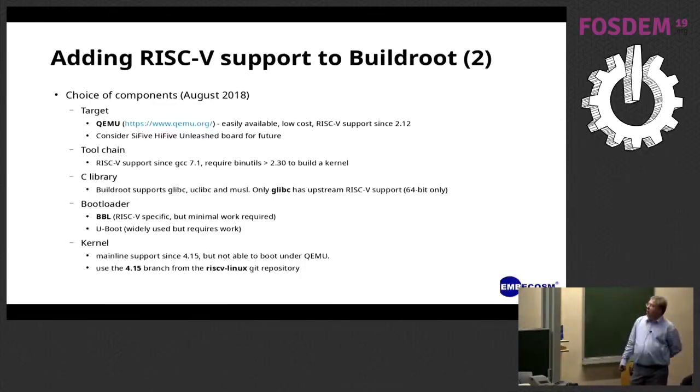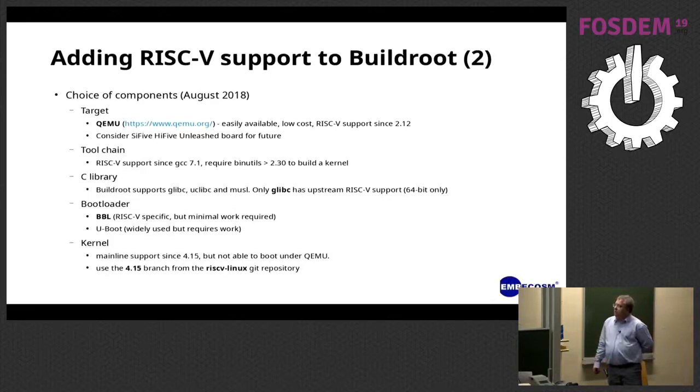Looked at the bootloader. Now, I would have preferred to add U-Boot support, but at the time, without a hardware target, it didn't make sense to do that. So the choice was made at the time to go with the Berkeley bootloader, which is the RISC-V bootloader, and it was not too much work to add that as a package and a bootloader package to Buildroot.